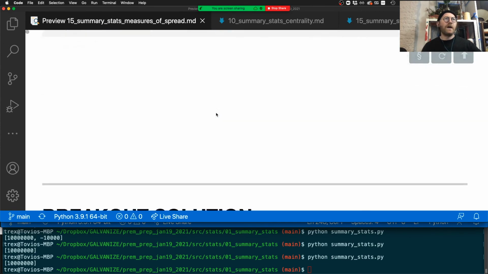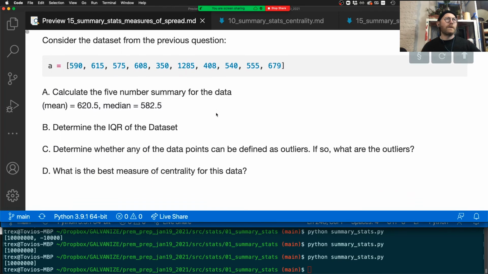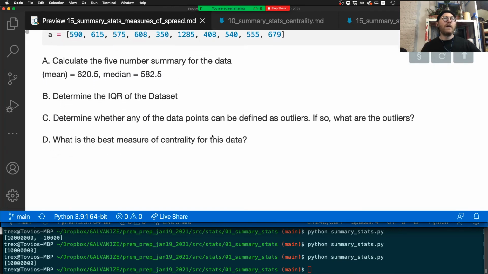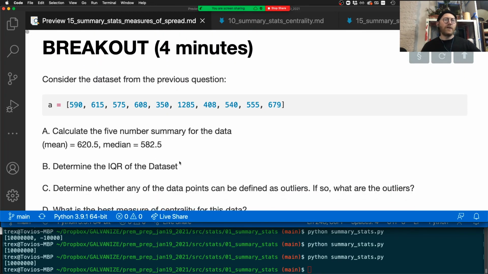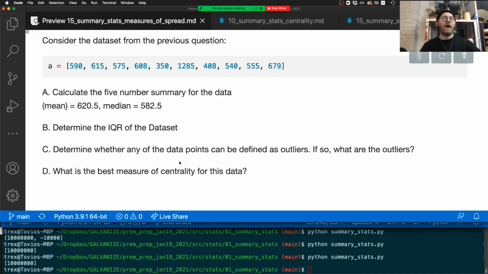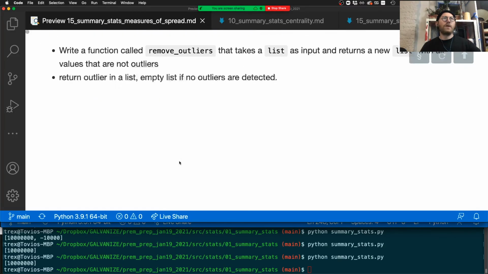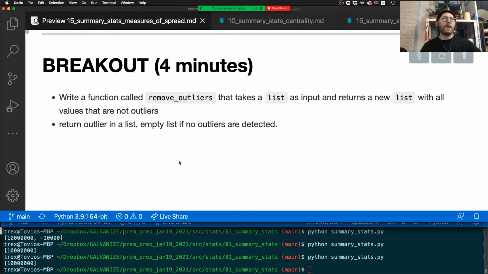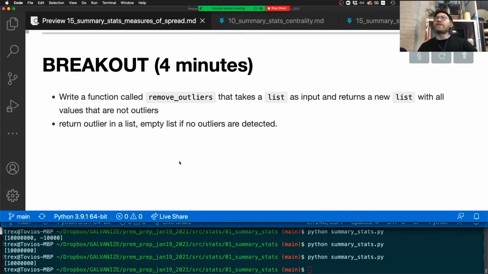We'll skip this next breakout, where we determine the IQR and best measure of centrality. If you want to go back and do this, I'll also include it in our notes, but we'll leave this one and move straight into removing outliers. So I'm going to code this just in the interest of time, so we have enough time to spend on variance and standard deviation, because I think those are pretty important.